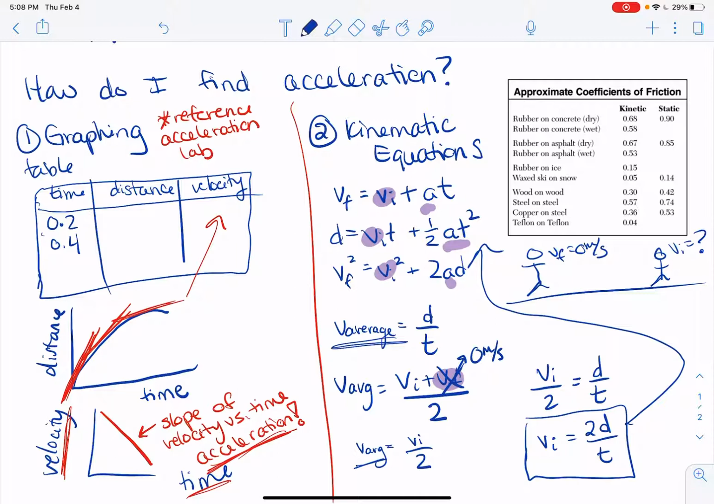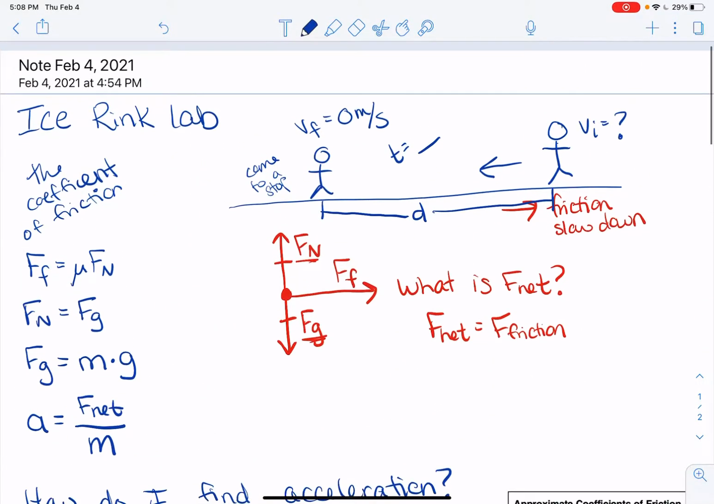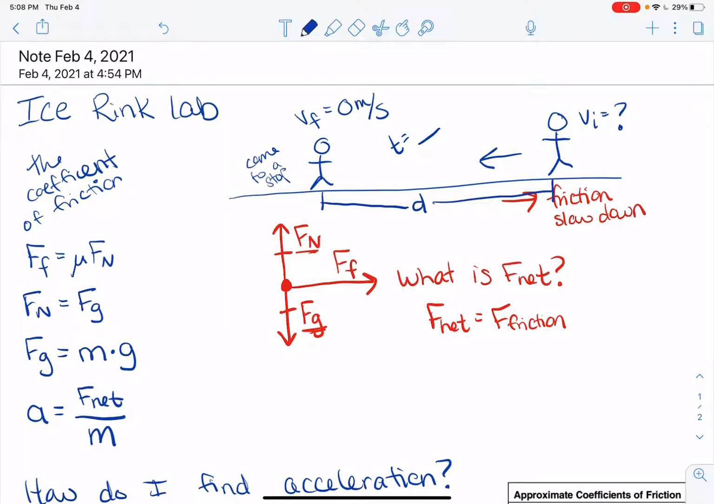Does that make sense for our scenario? I'm going to come back up here. So you're probably going to get a negative acceleration. And that makes sense because friction is slowing it down. By default, we picked the left direction to be positive.